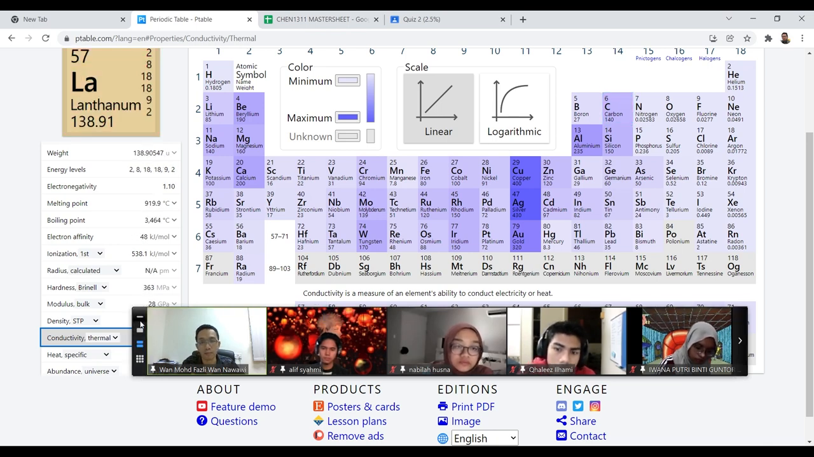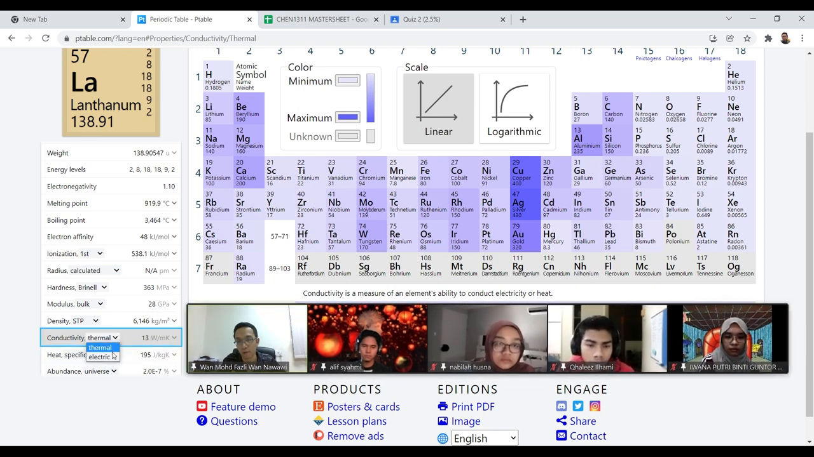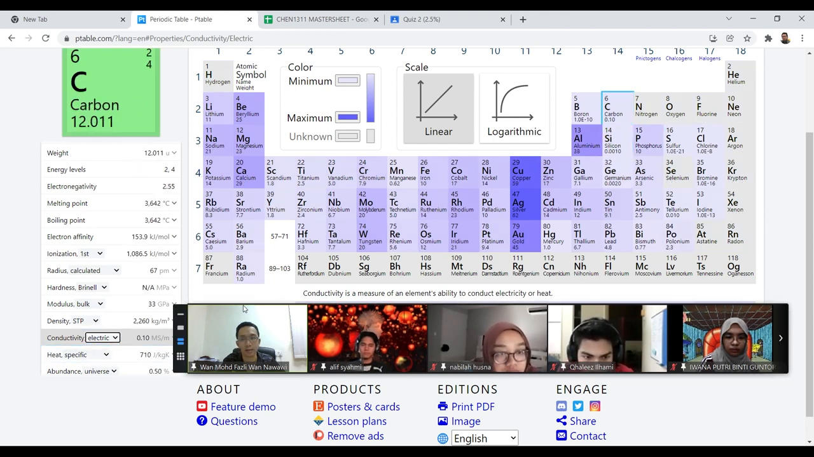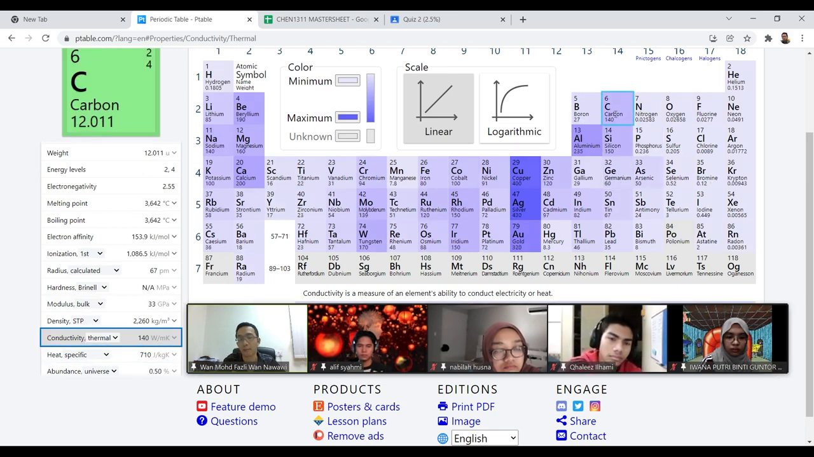Even though for pure carbon, in terms of thermal and also electricity, the color more or less doesn't change. For example, if I click electric there, you can see the electric. And if I click thermal, they are a little bit changed in terms of color, but you cannot really tell, because both diamond and graphite are pure carbon. The difference is just the structure. So the structure plays an important role in the properties of a material.